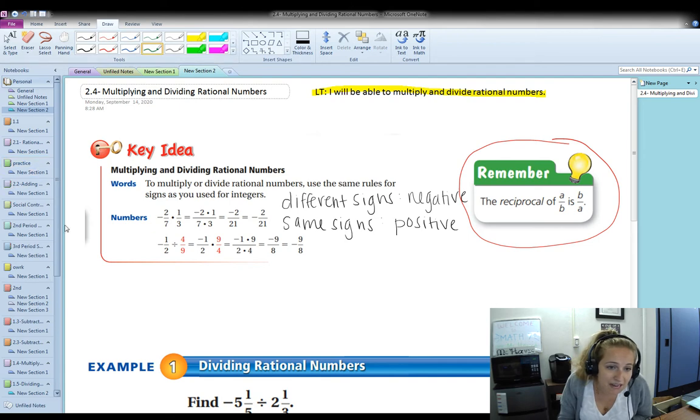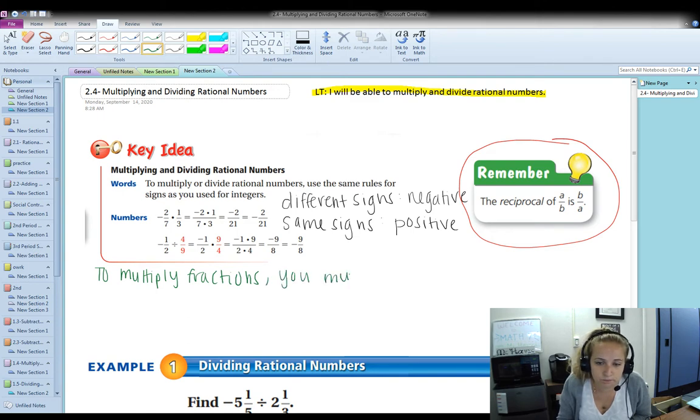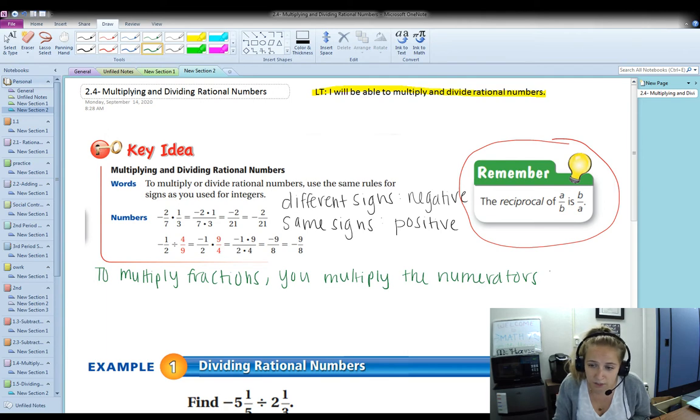But to divide fractions, well, first let's do how to multiply fractions. To multiply fractions, write this down as a reminder, please. To multiply fractions, you multiply the numerators together and then the denominators together. So you multiply the numerators and denominators together.